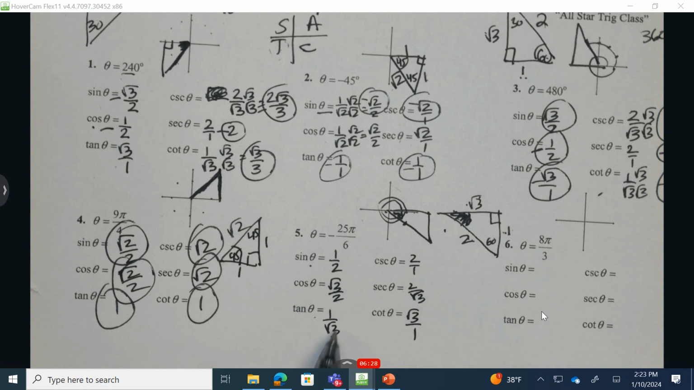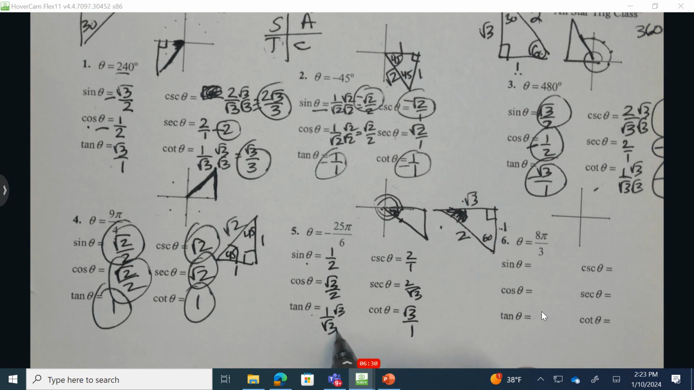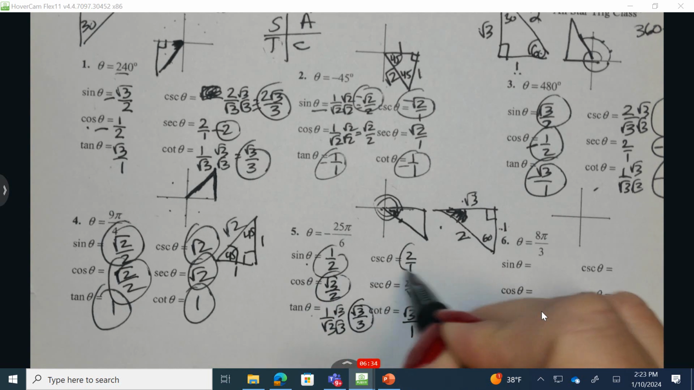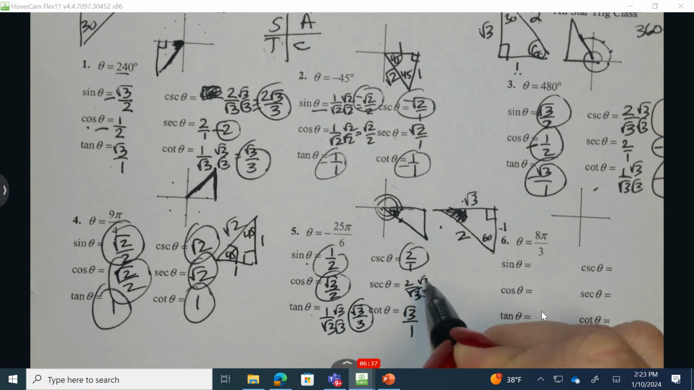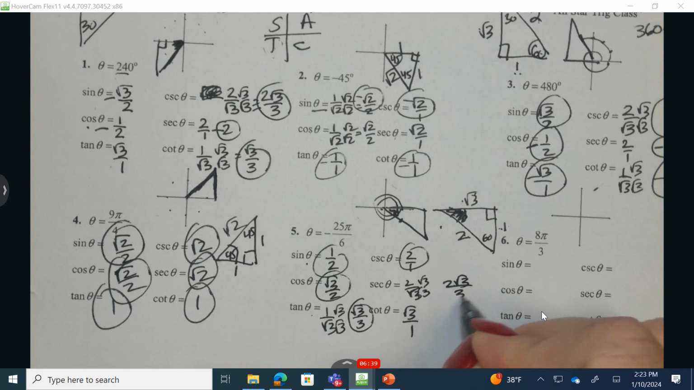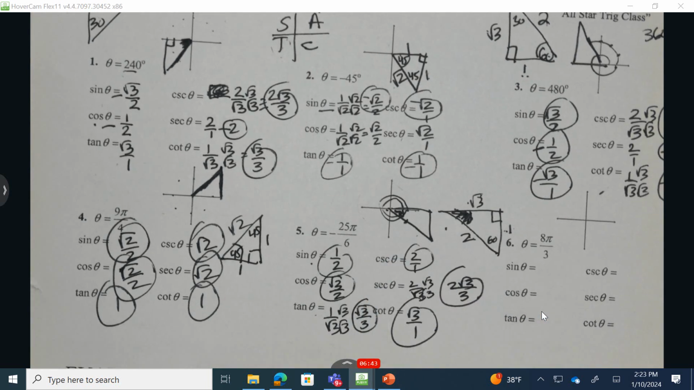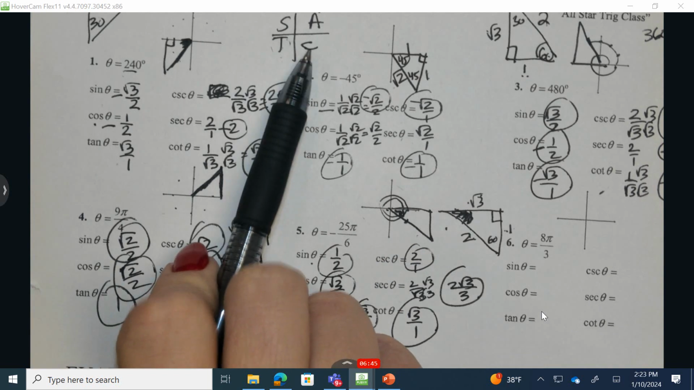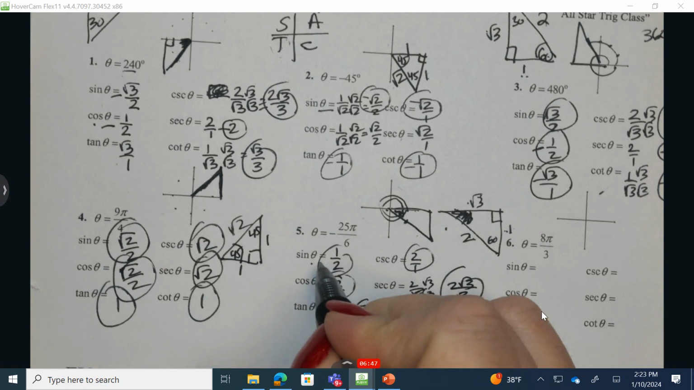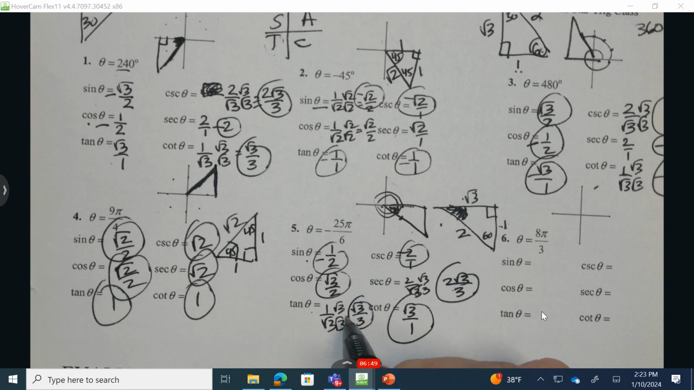Okay, all of these work except for the last one. We'd have to put it into a proper form here. Radical 3 over 3. And make this one proper. Radical 3, 2, radical 3 over 3. Okay, this lands in quadrant number 4. In quadrant 4, the cosines are the only ones that are positive. Everything else receives a negative.